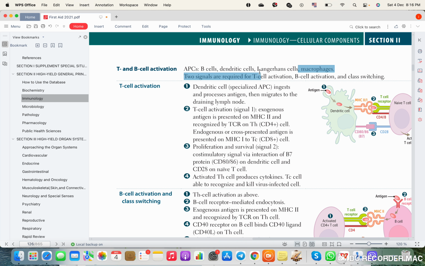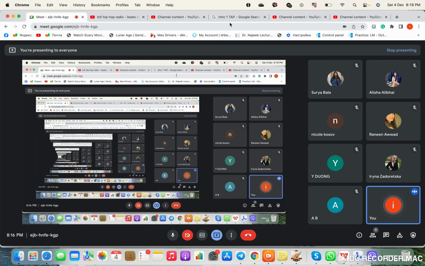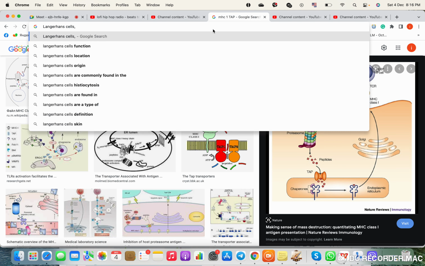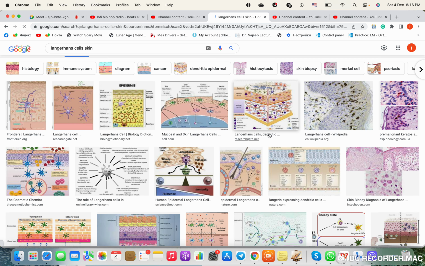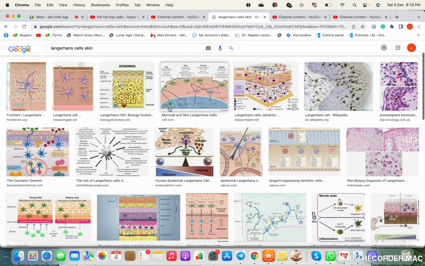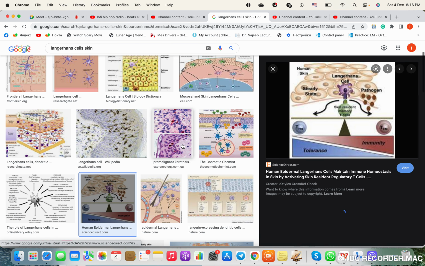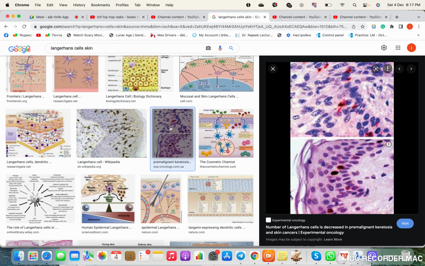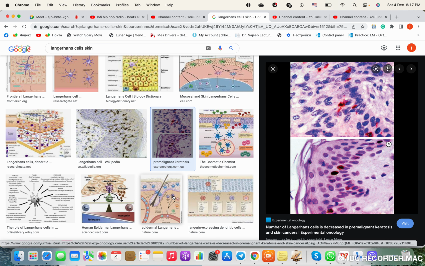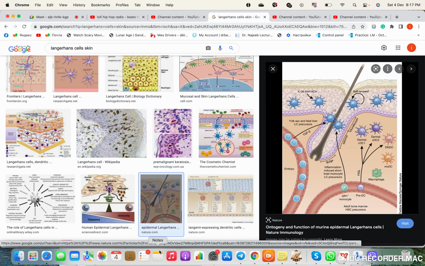Langerhans cells. It's not Langerhans cells, it's Langerhans cells. It's a macrophage of which organ? It's the macrophage of the skin, guys. It's the macrophage of the skin. Macrophage of the skin, we call it Langerhans cells, okay?